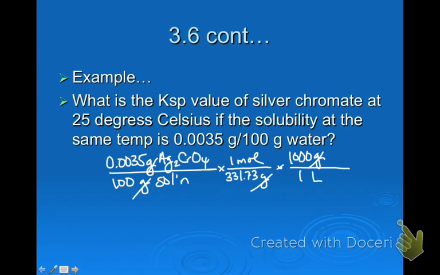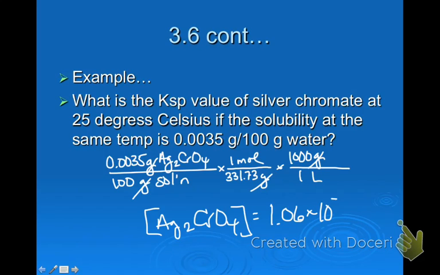And when I do that, I'm going to get a concentration of the whole compound, this is what I'm getting in my calculator, 1.06 times 10 to the negative 4th, and that's in moles per liter.